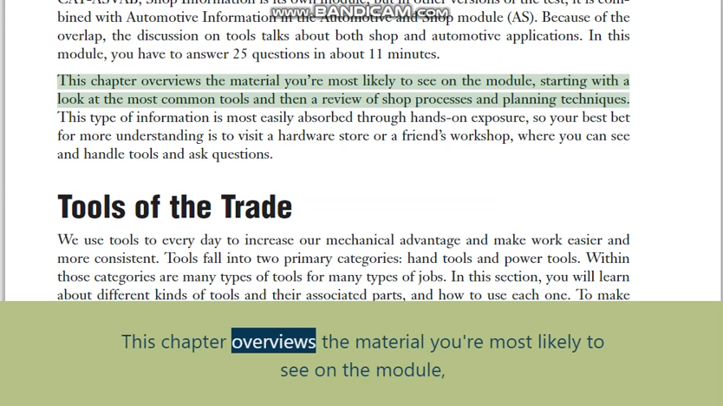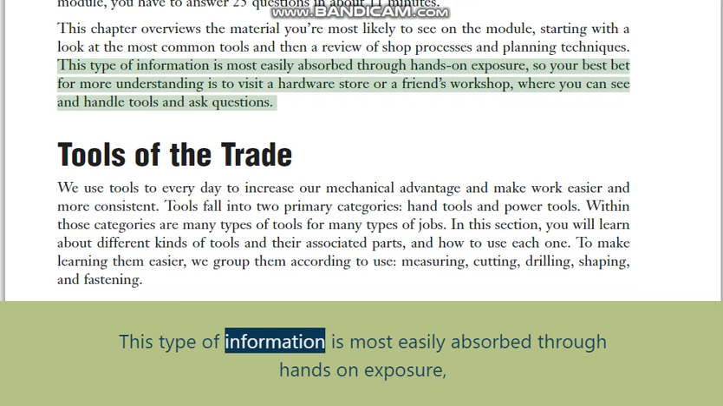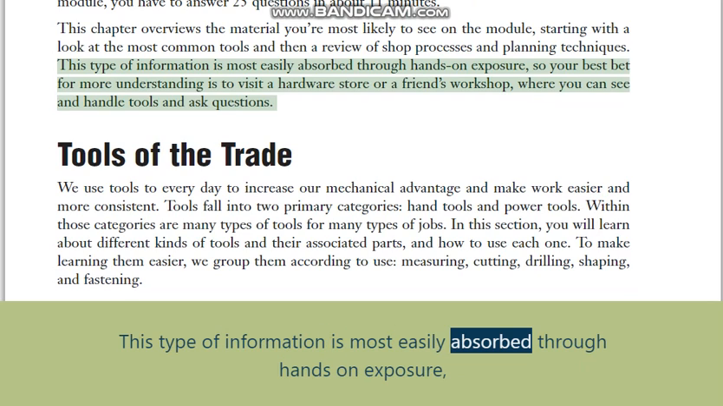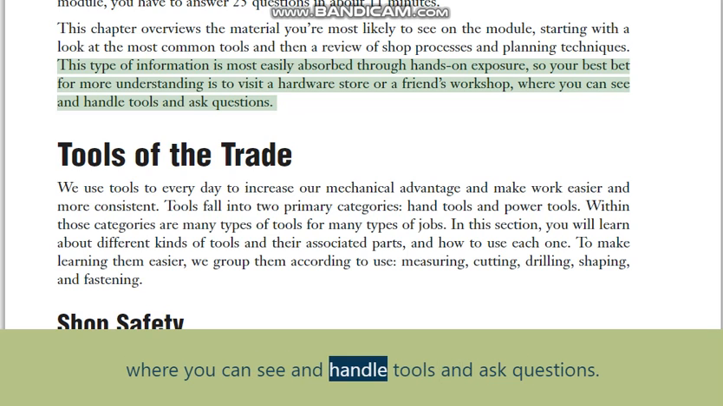This chapter overviews the material you're most likely to see on the module, starting with a look at the most common tools, and then a review of shop processes and planning techniques. This type of information is most easily absorbed through hands-on exposure, so your best bet for more understanding is to visit a hardware store or a friend's workshop where you can see and handle tools and ask questions.